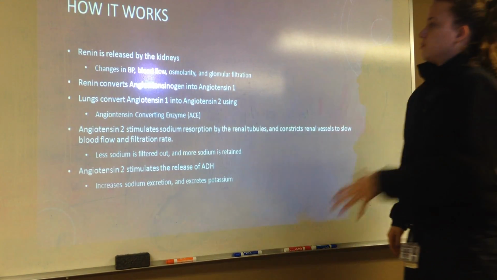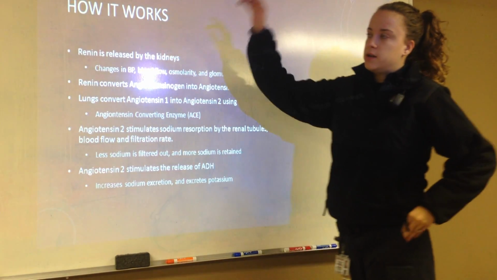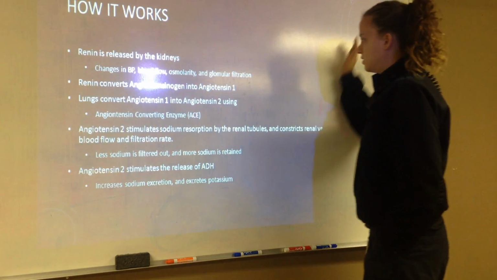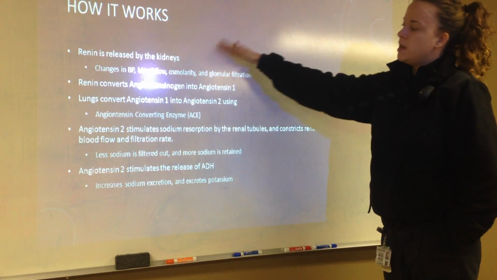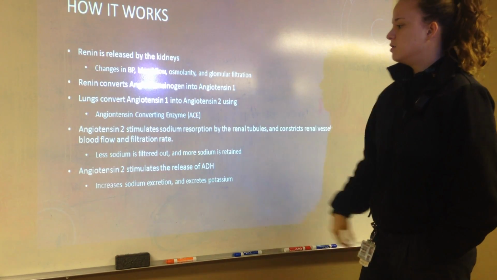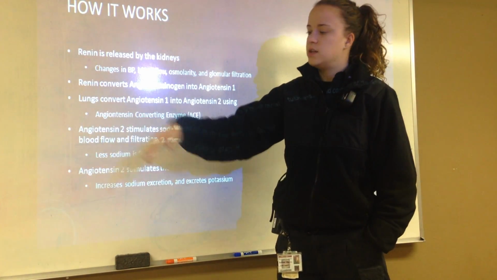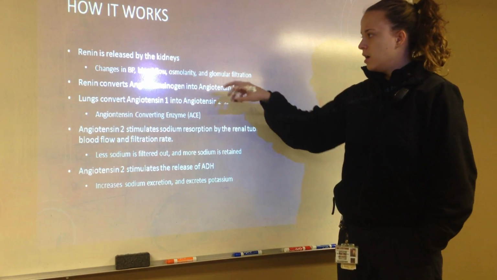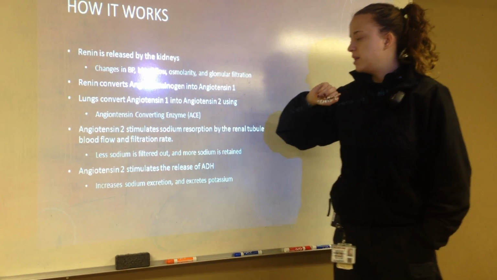As far as the RAAS system itself, renin is the first domino to fall, and that's really how this whole system is. Once renin falls, angiotensin 1, angiotensin 2, aldosterone, everything like that just continues to fall after it. So it's just this big daisy chain of events. Renin is released by the kidneys.